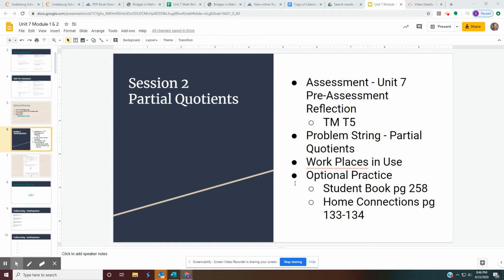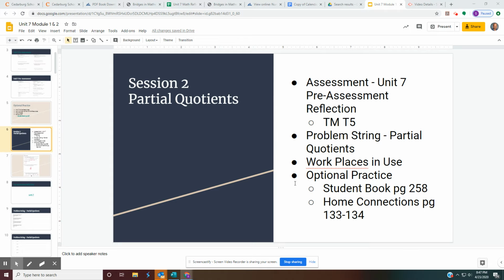Here we go, session 2 of unit 7 of module 1. We're going to be working with partial quotients today. Remember, quotients mean it's an answer to a division problem. So we're going to be using division problems to help us answer other division problems. So it should work out pretty well. We're going to do that in a problem string.